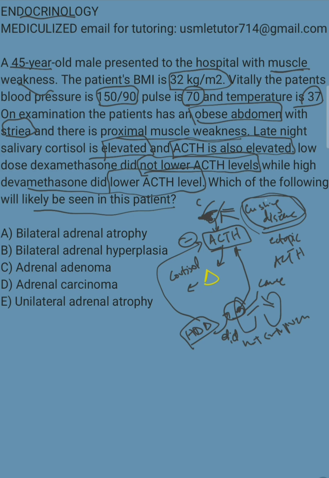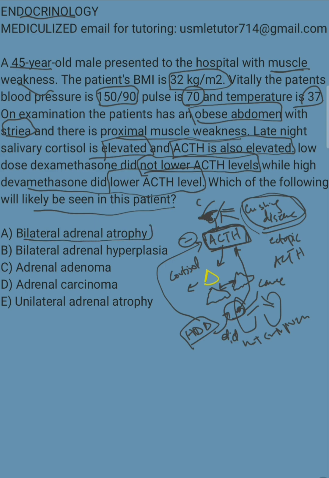Now another thing to be aware of: when you have elevated ACTH due to any reason, it will stimulate the adrenals so much that both of the adrenals will undergo hyperplasia. So ACTH elevation due to any reason, it could be lung cancer, it could be the pituitary adenoma, will cause bilateral hyperplasia of these glands. So now let's talk about the options.